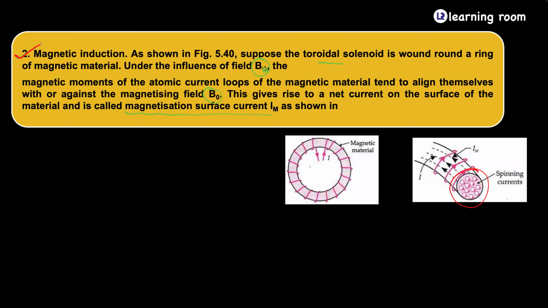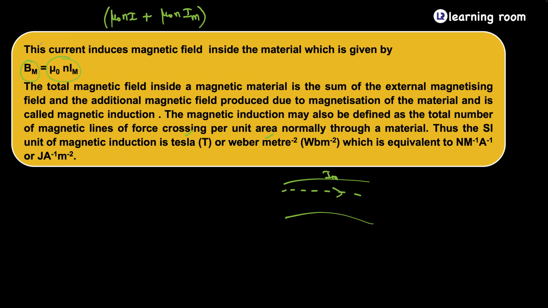So basically, what is magnetic induction? Magnetic induction is a combination of which two? It is the magnetic field produced due to the current in the wire plus the induced magnetic field. You remember that? This is the mathematical expression, if you remember: mu naught into n into I plus mu naught into n into Im. So what is n into I? It has a name. It is the number of ampere turns per unit length.